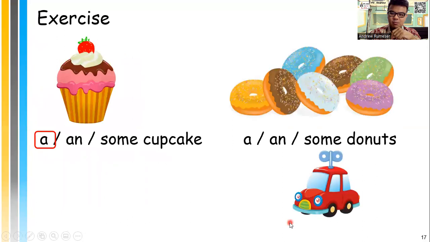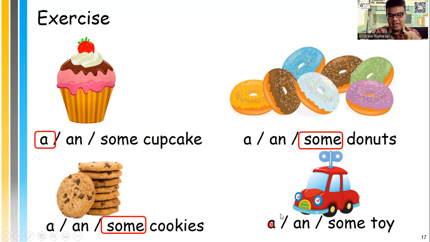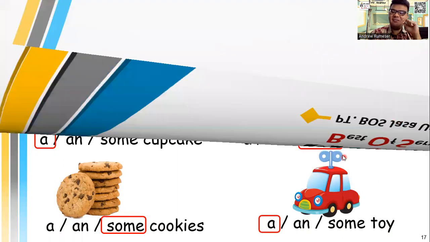And then, wow, there's more here. A cupcake for one cupcake, right? And then some donuts for more than one donut. And then this one, which one is this? A cookies, an cookies, or some cookies? That's right, some cookies. And last one. A toy, an toy, or some toy? Which one? There's only one. A toy. Very good, everybody.